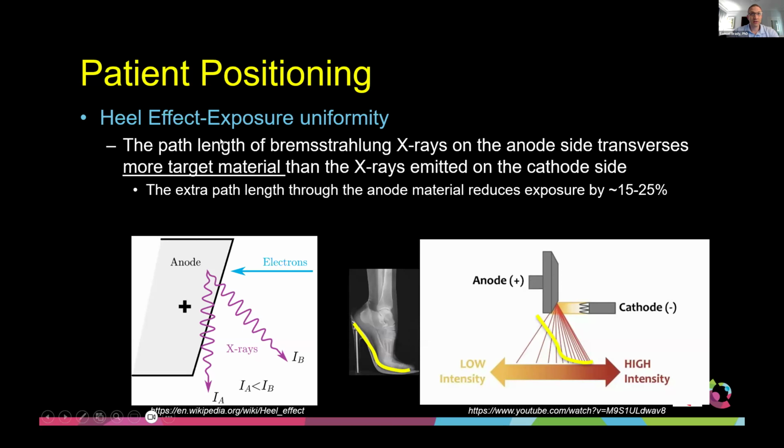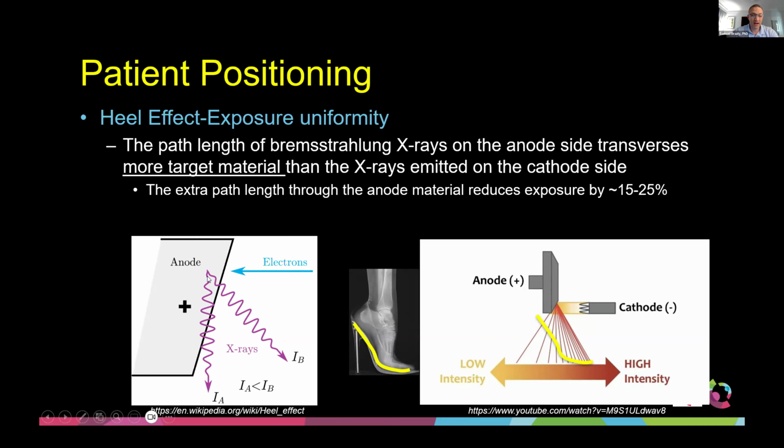When we come to talk a little bit more about exposure uniformity, we need to talk about the heel effect. The heel effect is something you probably studied once again in school. It's the phenomenon that occurs inside the X-ray tube. When you pull that trigger, the electrons are released from the cathode and they come and interact with the anode or the target. They undergo Bremsstrahlung radiative interaction, and that interaction is what creates these X-rays.